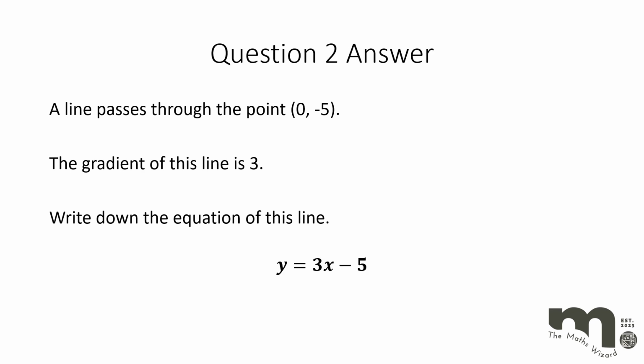Okay, so we've got this line then going through the point 0, minus 5. So minus 5 will be the second part of your equation. And then we've got the gradient here, which is 3. So that will be the number that goes in front of x.